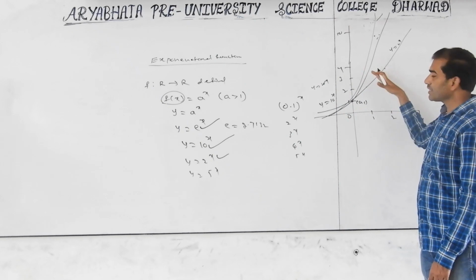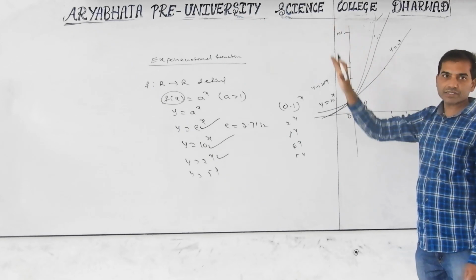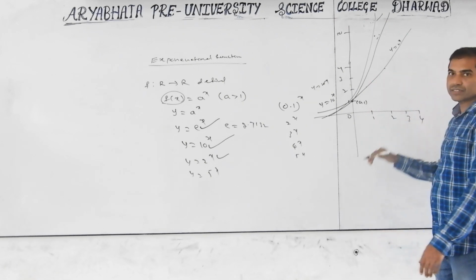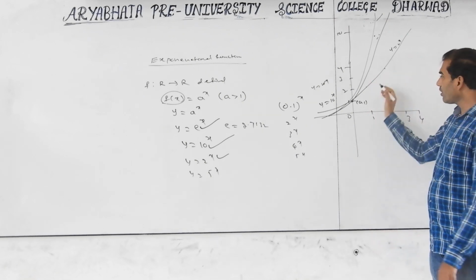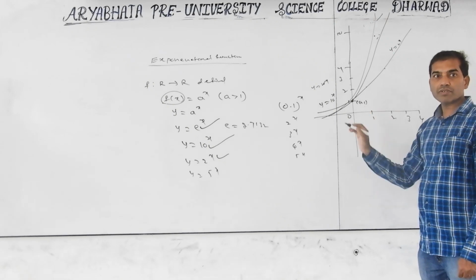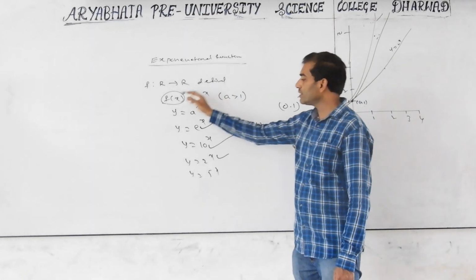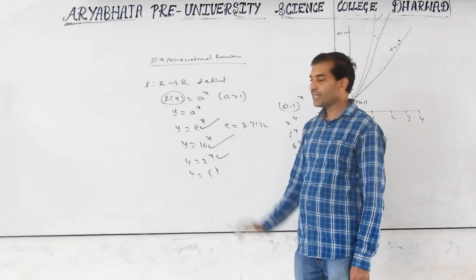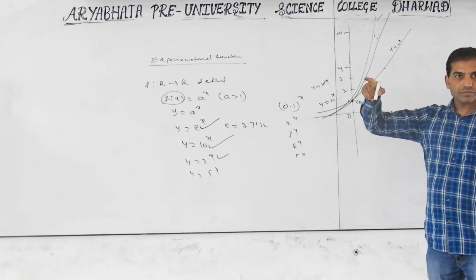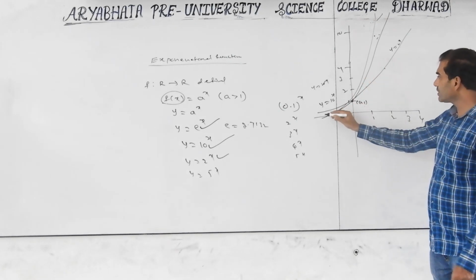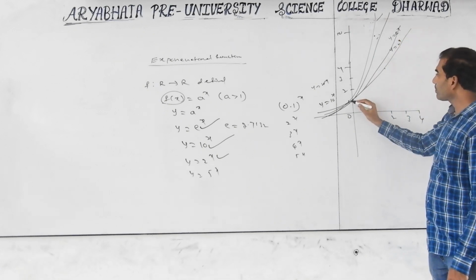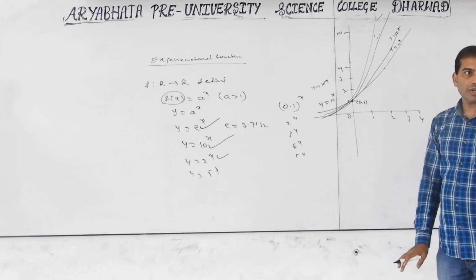If the base is increasing, the curve is close to the y-axis. If the base is decreasing, the curve is close to the x-axis. And all these curves are passing through what point? 0, 1. So 0, 1 is the point of intersection of all these exponential functions. E power x, where is it? E is about 2.7. This is y equal to e power x, and it also passes through the point 0, 1.